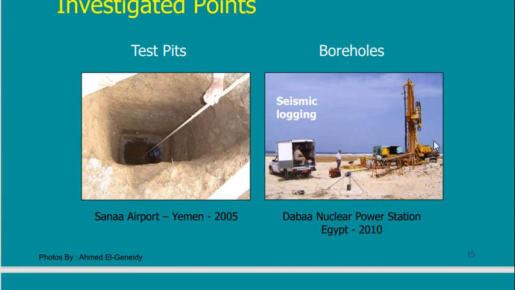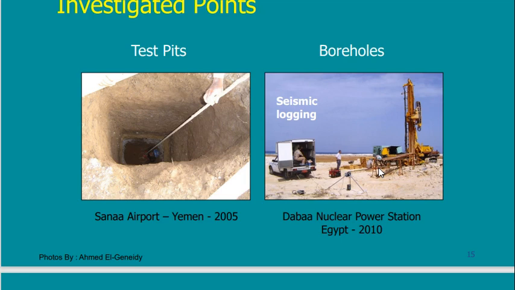How can we do this? This is a borehole drilling machine. This photo was taken at the Dab'a nuclear power station. I took this photo. This machine can go down to 100 meters below ground. So it is a very powerful machine, and it can assess the soil during drilling.